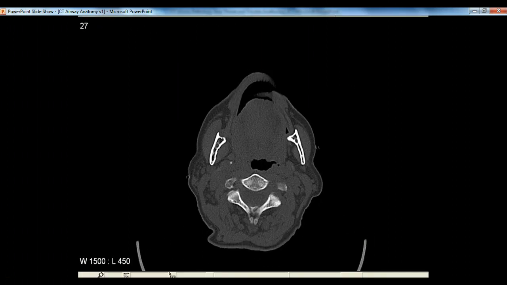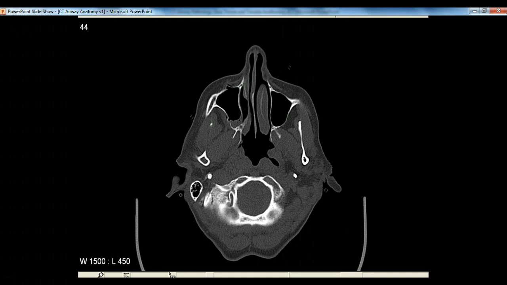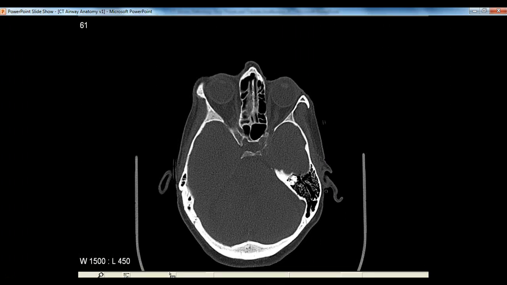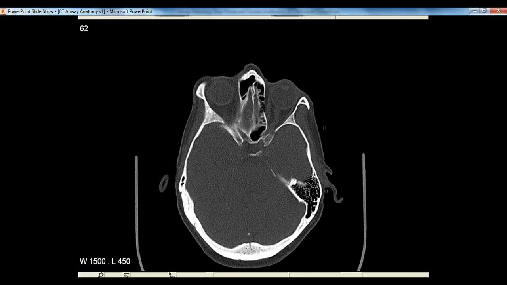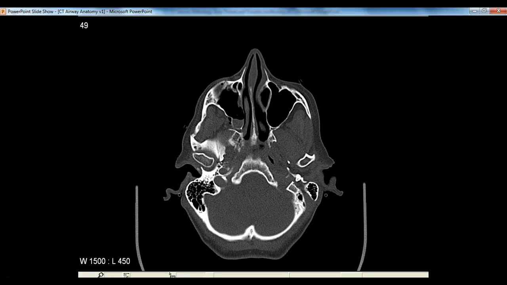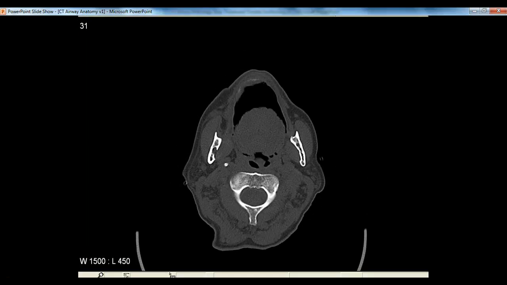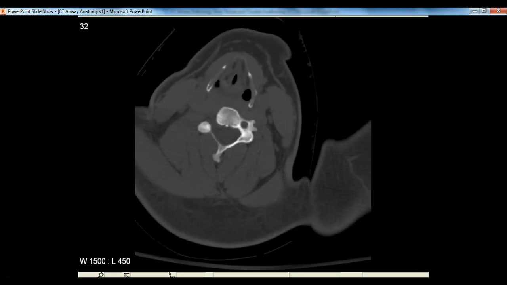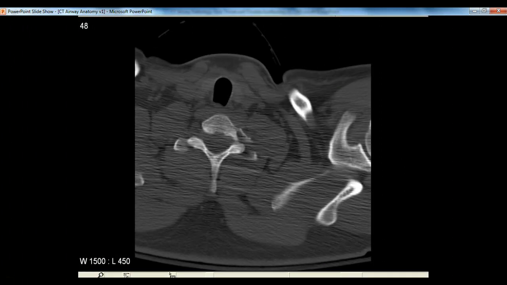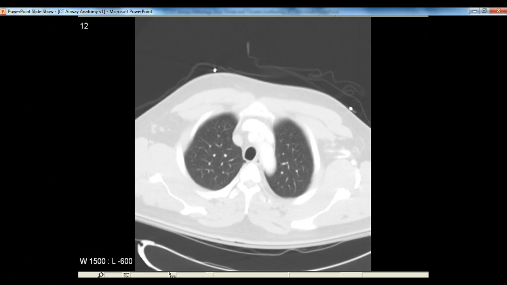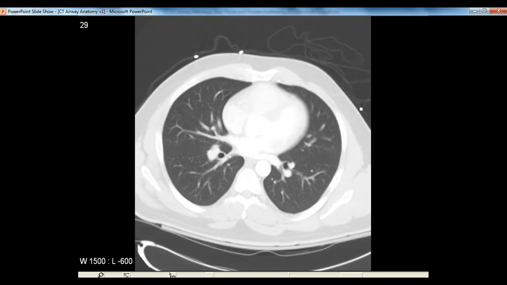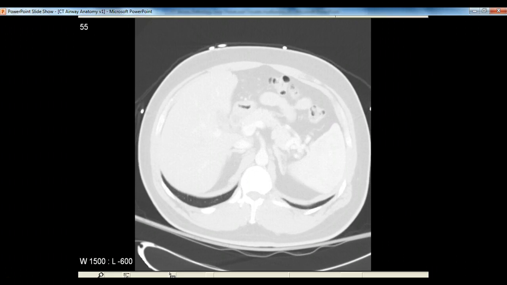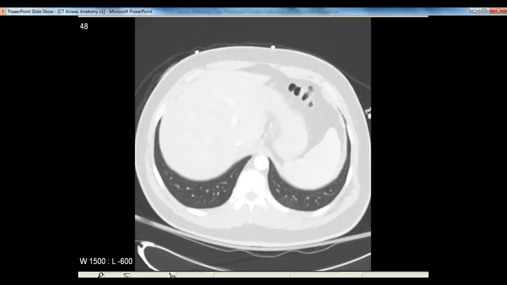So we're zooming back up towards the top of the head, mouth, nasopharynx, up to the very top here, to the orbits, to the sinuses. Okay, ready? Here we go. And that's your airway.